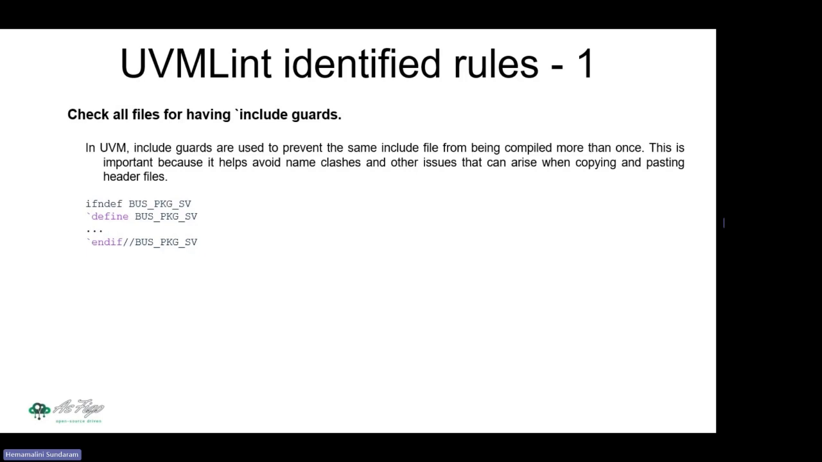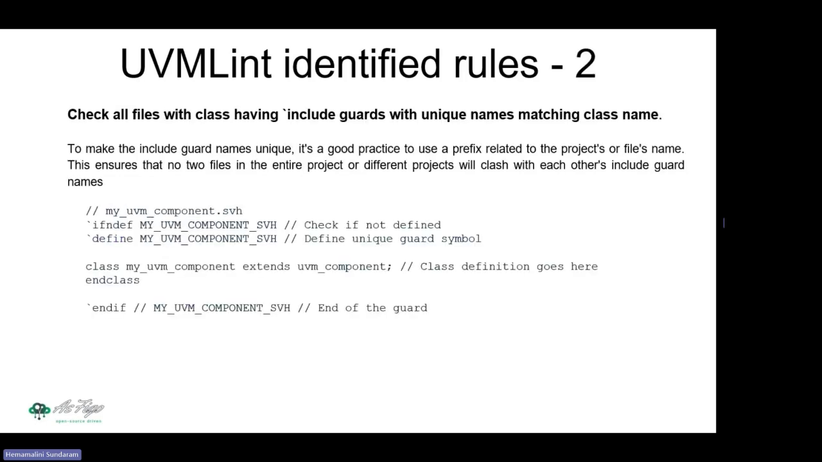It helps avoid name clashes, and also issues that can arise while copying and pasting header files. When you copy paste, you might leave out a slash, a hash, a closing bracket, or some H may be missing, those kinds of things. So that is the reason why we have include guards. And here is a little code about the include guards: bus package SV, and then if and end if.